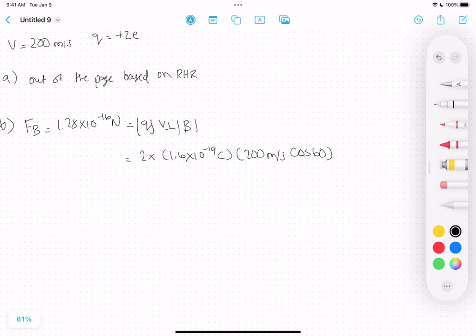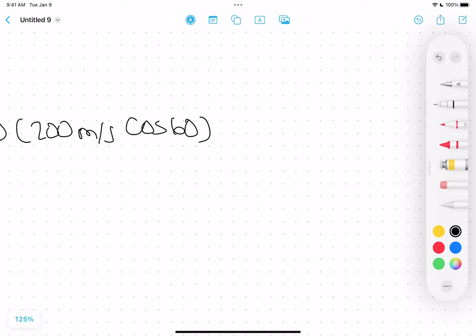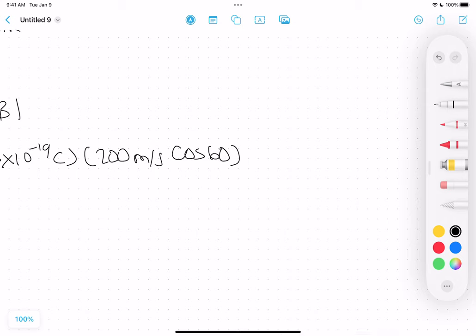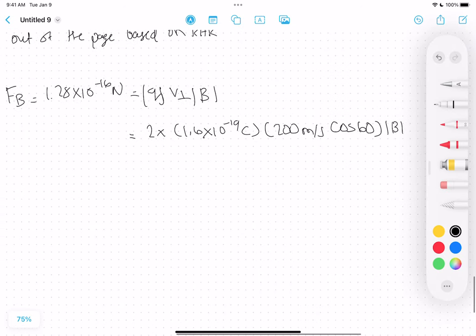That's our velocity. So it would be either sine or... No, we wouldn't do tangent at all in this case. Tangent would be beneficial to figure out the angle itself if they were to ask you for that. But it would just be cosine 60 in this case to get that horizontal component, the component that's perpendicular to the magnetic field. So 200 times cosine 60, and then you multiply by the magnetic field. And really the magnetic field is what we're looking for, so we can essentially isolate the variable.